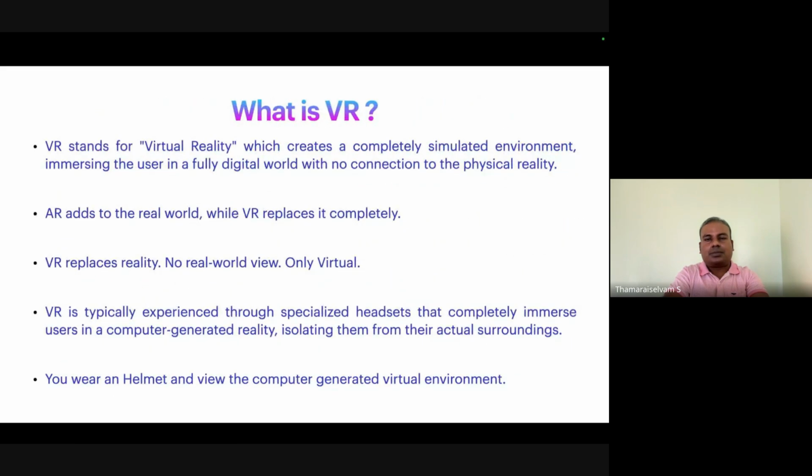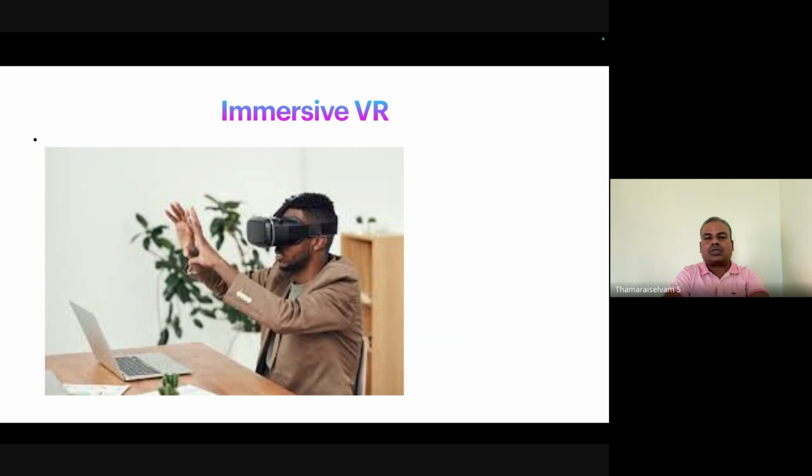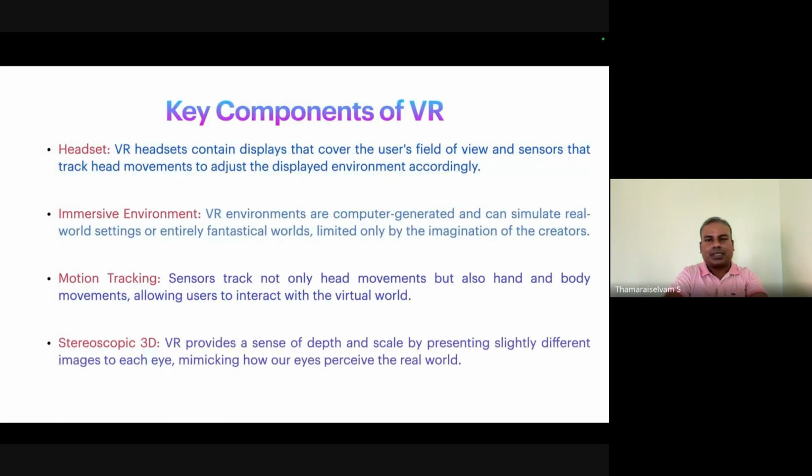Moving on, this is what a typical headset looks like, where one will be completely immersed in a virtual reality world. What are the key components of virtual reality? We have seen the key components of augmented reality. Now we need to look at the key components of virtual reality. Predominantly, headsets are used. These headsets contain displays that cover the user's field of view and sensors that track head movements to adjust the displayed environment accordingly.